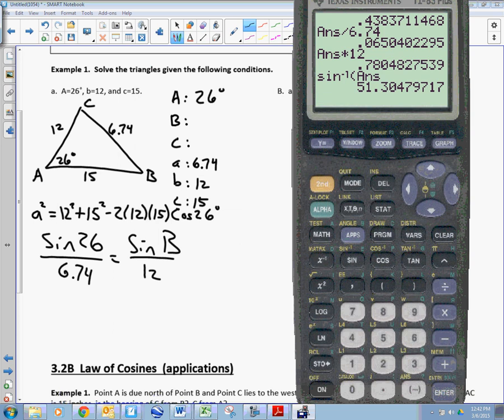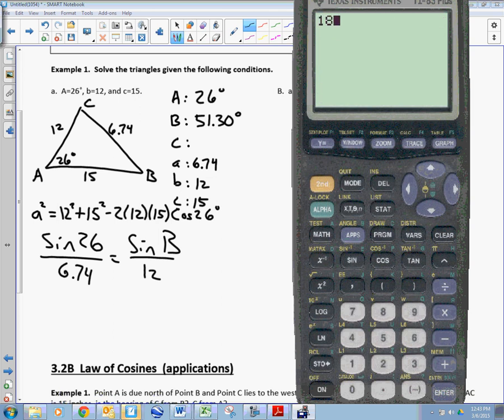53, 51.3. And I don't have to worry about that being obtuse, right? We know that that's acute. So let's see what happens now. How would I then find C? Subtract everything from 180. 180 minus 26 minus 51.30. I get 102.7.